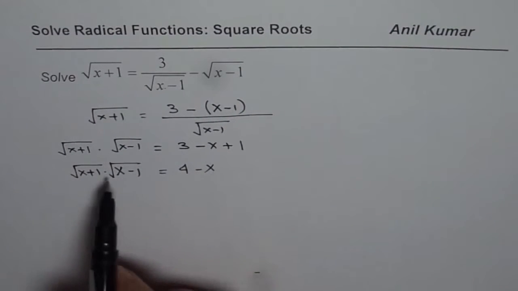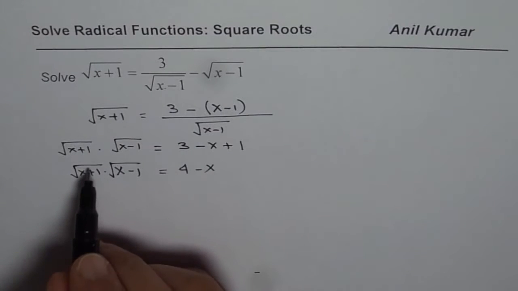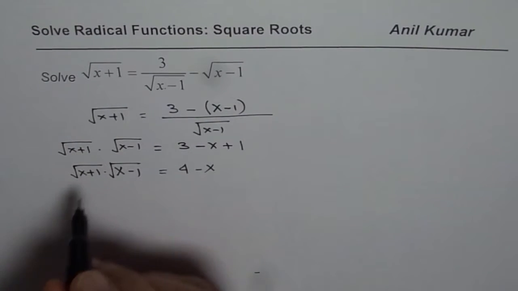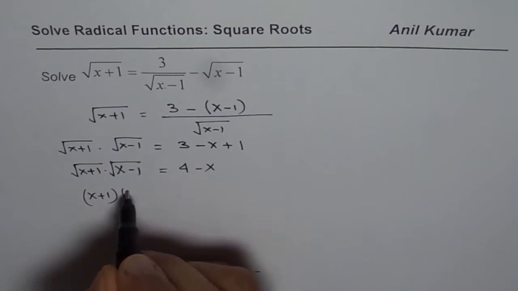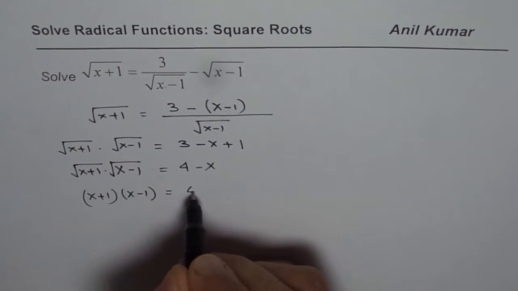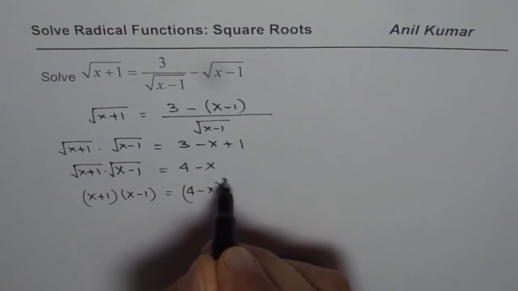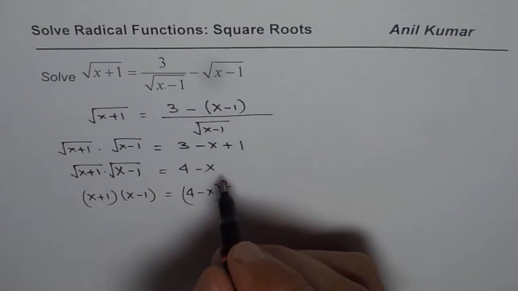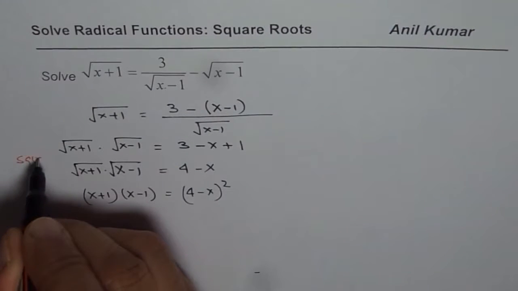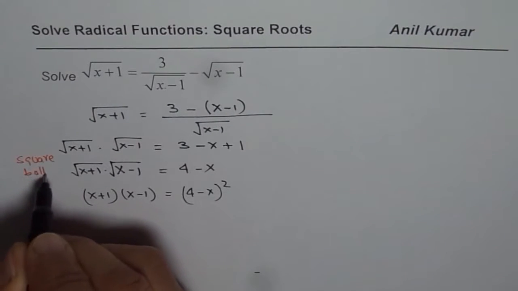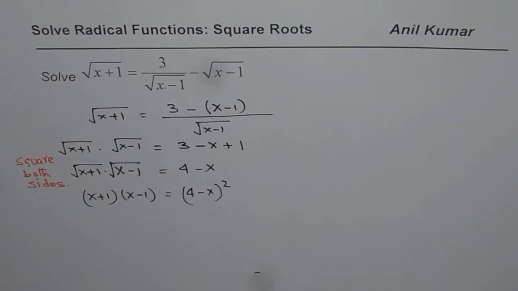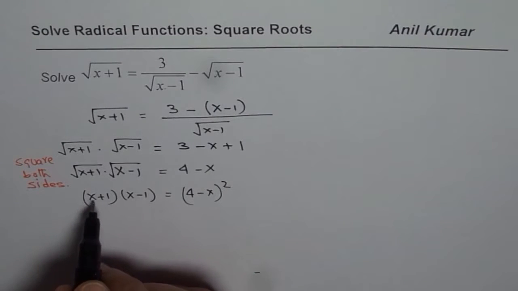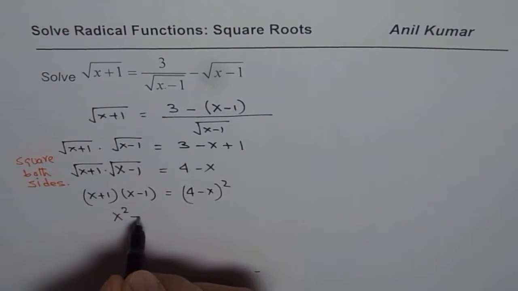Now let us square both sides. If I square both sides, I'll get rid of these square roots. That's the whole idea. So what do we get here? We get x plus 1 times x minus 1 equals 4 minus x whole square. So at this stage, what did we do? We squared both sides. Now whenever you square both sides, you incorporate errors, so you need to check your answer. Remember that. So here when you multiply, you get x square minus 1.